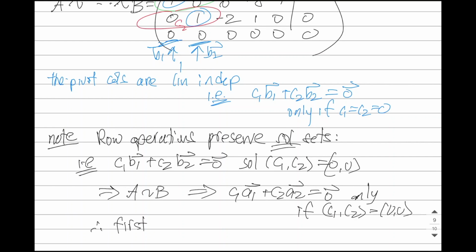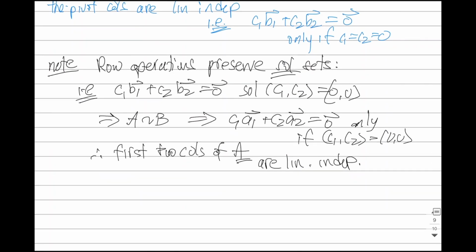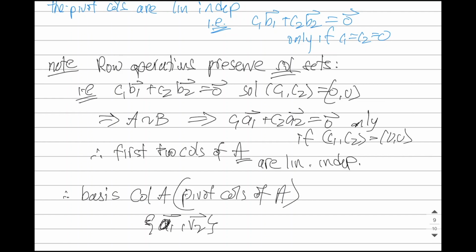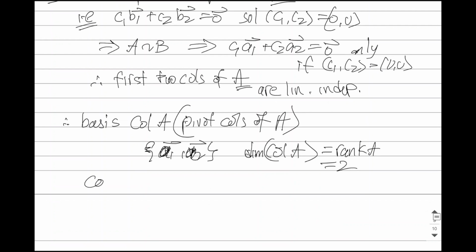The first 2 columns of A are also linearly independent. When you row reduce, you preserve solution sets. So that means any vectors that are linearly independent in the reduced form must also correspond to linearly independent columns in the original. So a basis for the column space of A is just the pivot columns of A, the set A1 and A2, and that means that the column space of A has a dimension of 2, which is just the rank of the matrix.